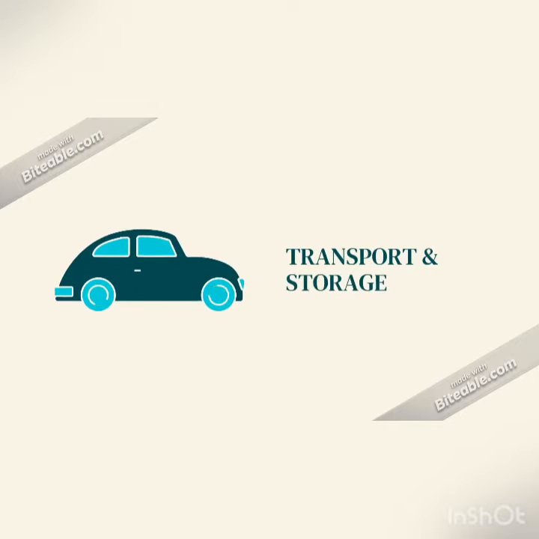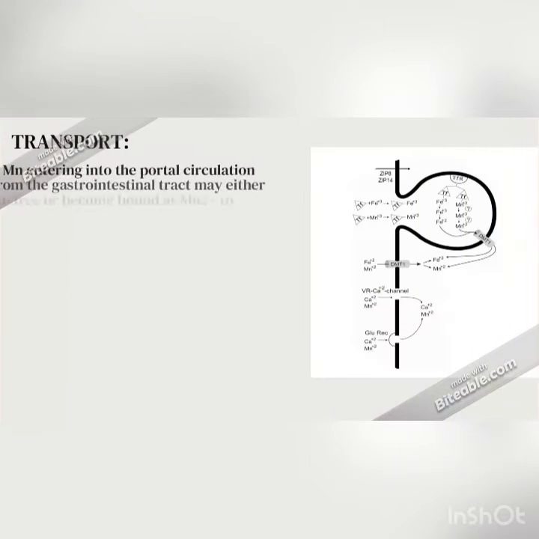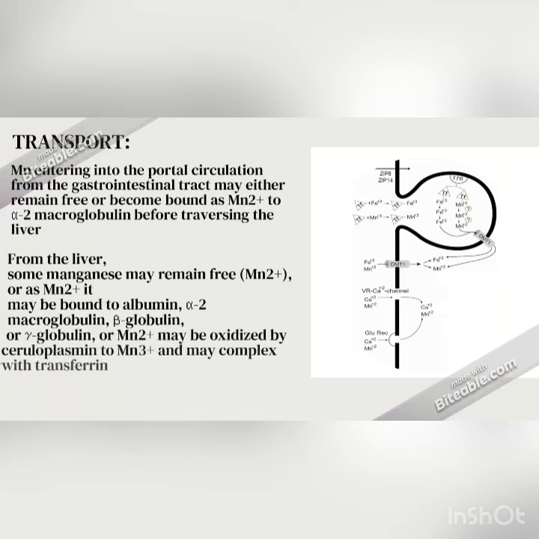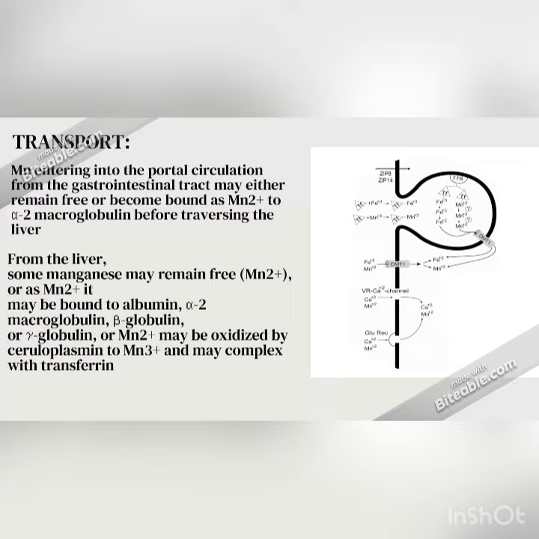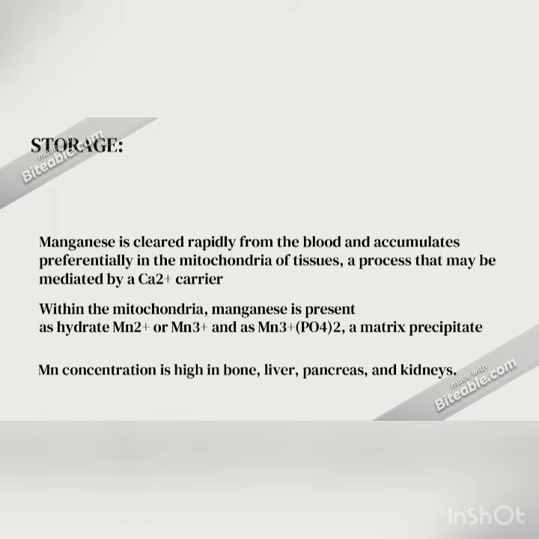Transport and storage. Manganese entering into the portal circulation from the gastrointestinal tract may either remain free or become bound as Mn2+ to alpha-2 macroglobulin before traversing the liver. Some manganese may remain free, Mn2+, or as Mn2+ it may be bound to albumin. It accumulates in the mitochondrial tissues, a process that may be mediated by a Ca2+ carrier. Within these, it is present as hydrated Mn2+ or Mn3+.